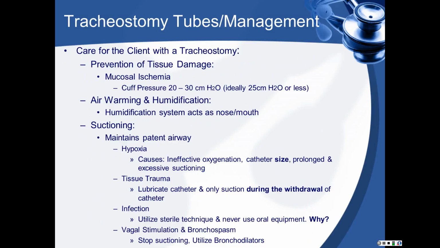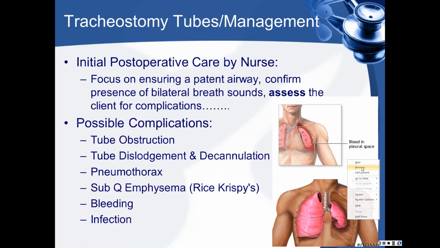Tube obstructions. Sorry, I went too far again. Initial postoperative care by the nurse. Tube obstructions can occur from things such as pus accumulation. We never cut a gauze that is put around the tracheostomy. You learned that very early in your student nursing career, because a string could come off of the gauze and be lodged in the tracheostomy. Other obstructions could be from edema or dried secretions.